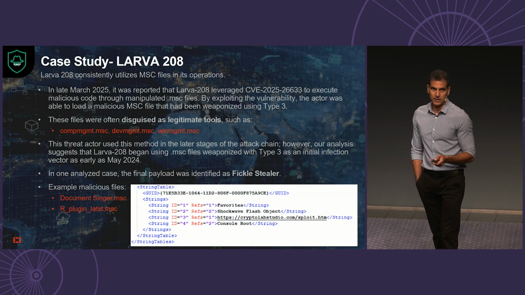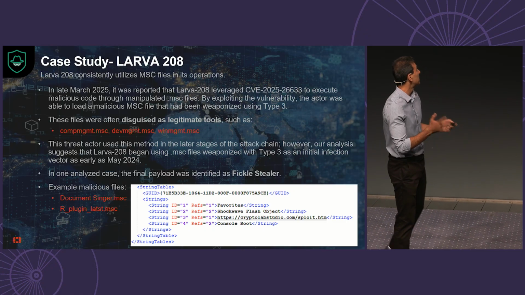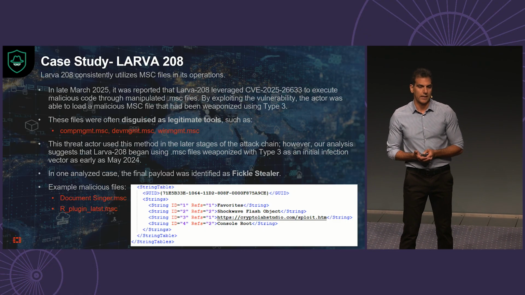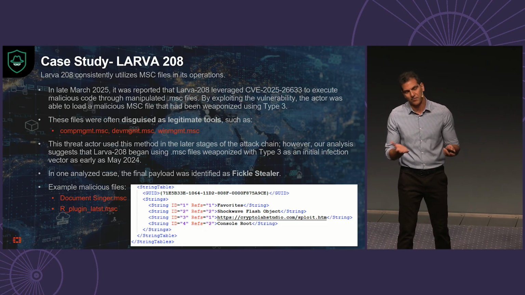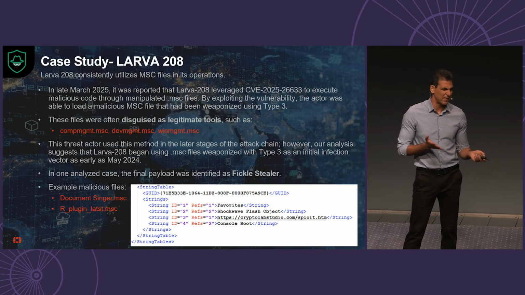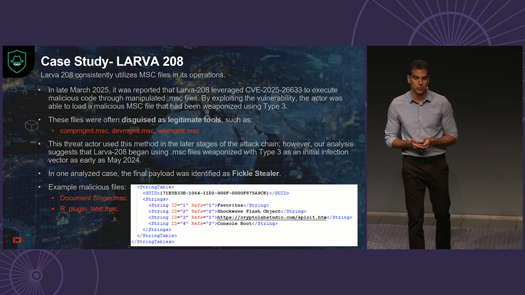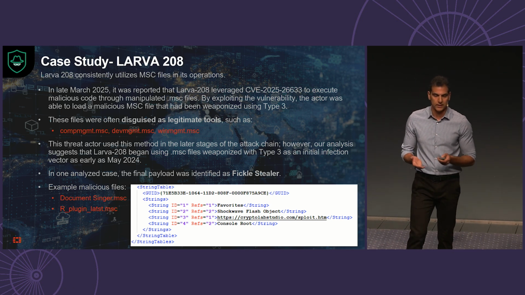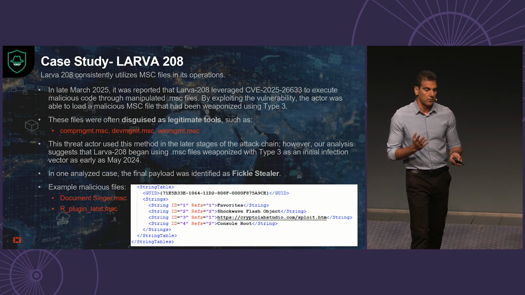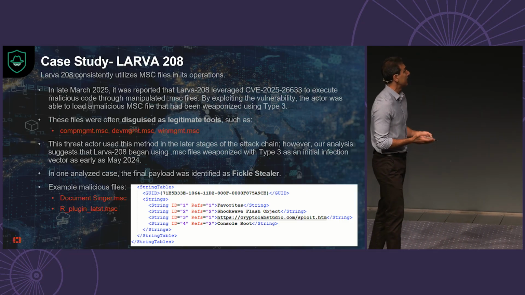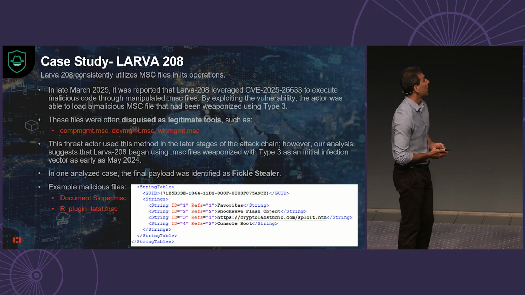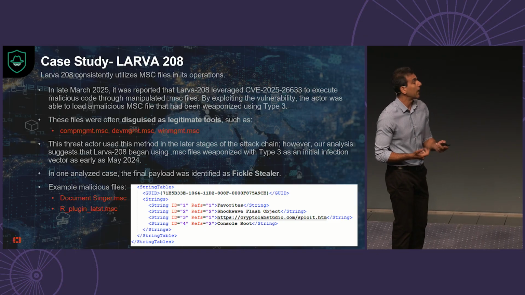I want to talk a little bit about a specific use case, and this is Larva 208. Larva 208 is a cybercrime, financially motivated threat actor that has been active in the past 2 years. They are doing credential harvesting and also ransomware deployment. And in one of the latest operations, they used a vulnerability in MSC files called MSC Evil Twin.